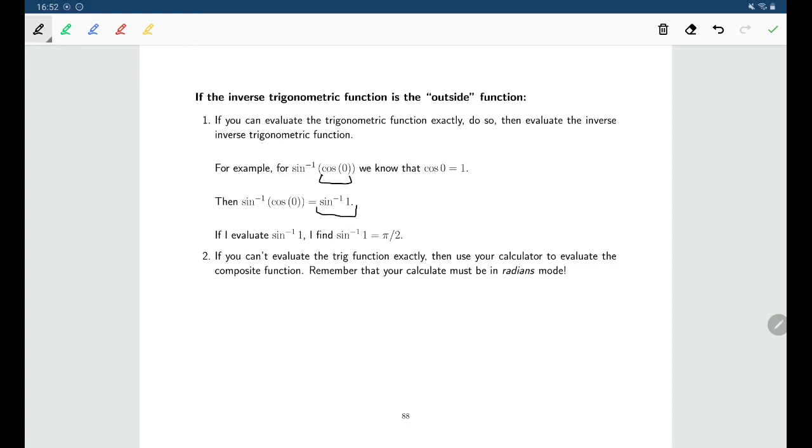And so you'd be asking yourself, which angle theta is sine inverse of 1, or sine of what angle gives you 1? And we know that in our little restricted domain, that would be pi over 2. So my answer would be pi over 2 for this question. Now, if we have an angle here that we can't evaluate directly, then you could, of course, always use your trig functions, just making sure that they're in radians mode.